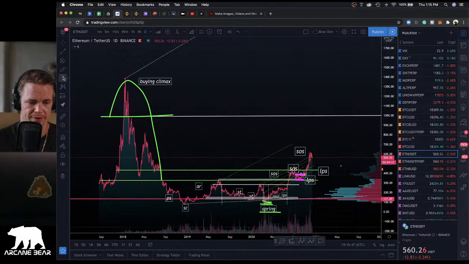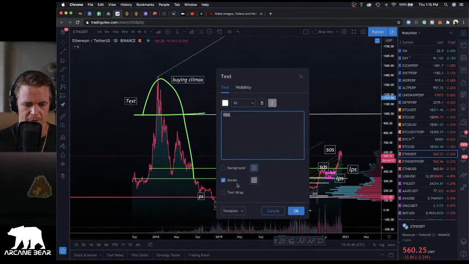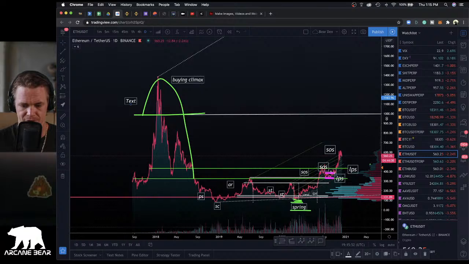So here we had the previous buying climax back in 2018 before this large distributive pull down back to around $80.